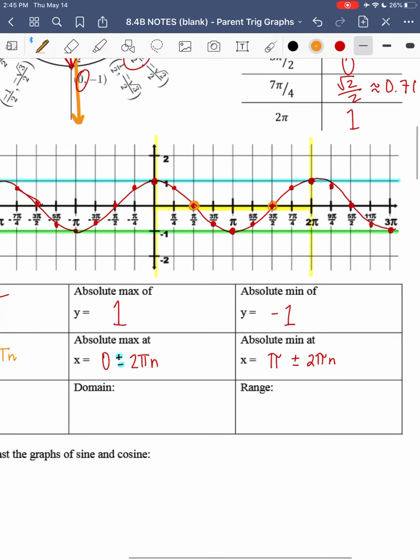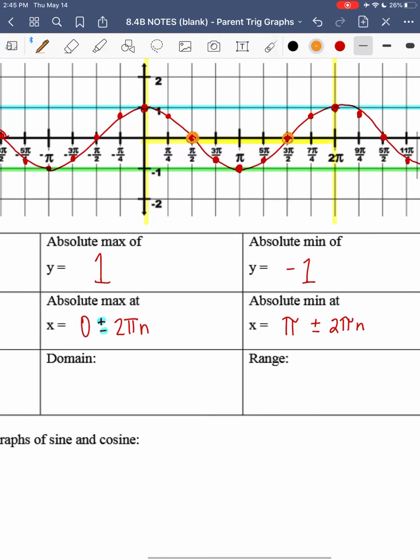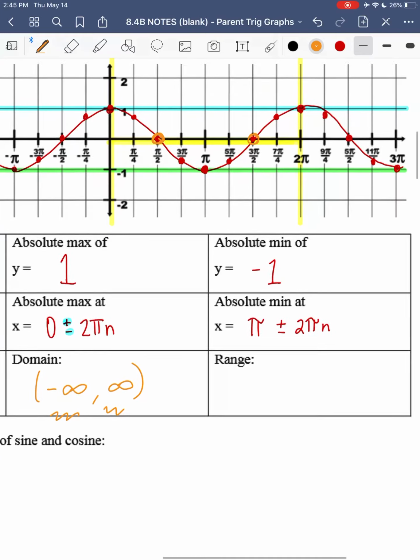Domain, this is going to the left and the right forever. We're allowed to go any angle on the unit circle. So our domain is negative infinity to positive infinity. For domain and range, we always go least to greatest when we write it like this.